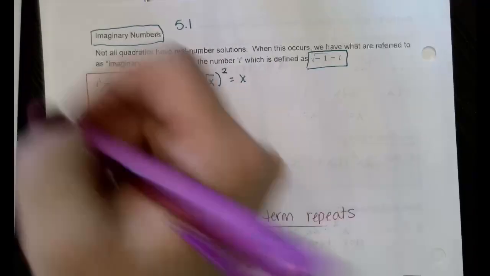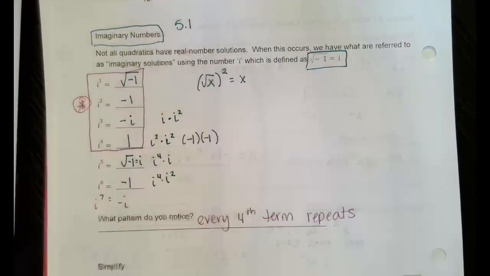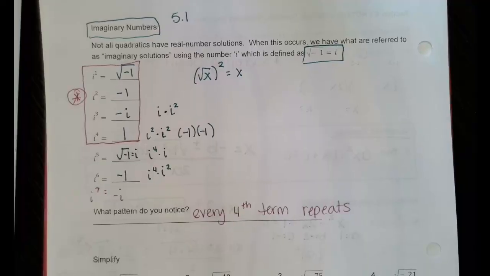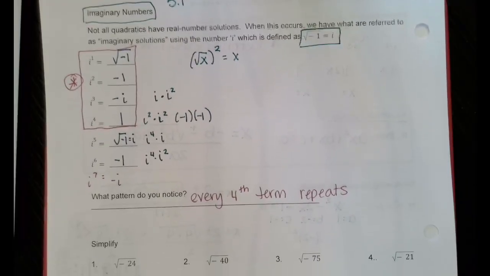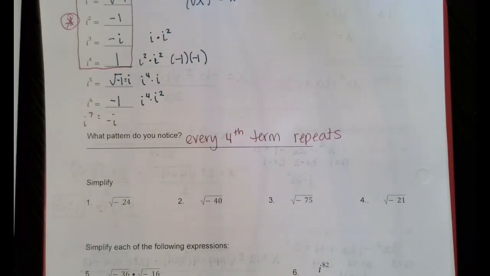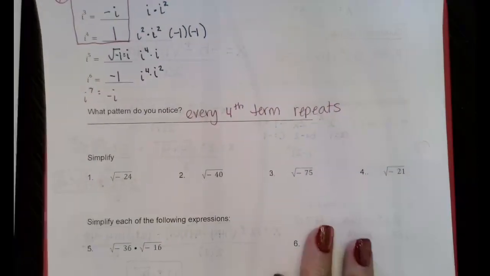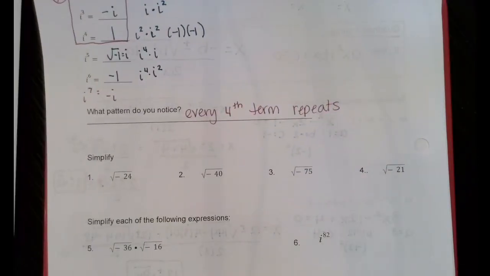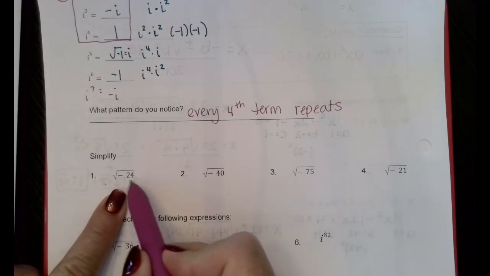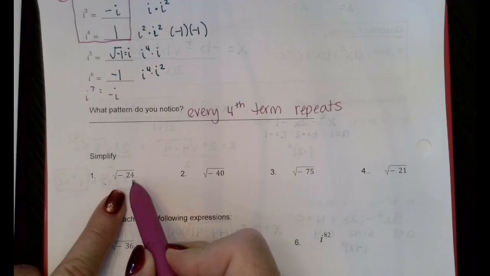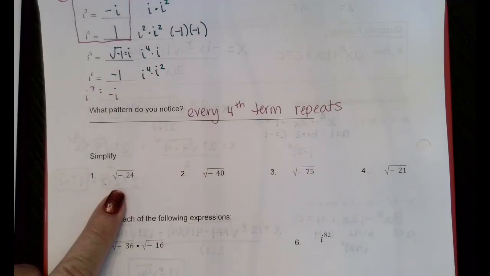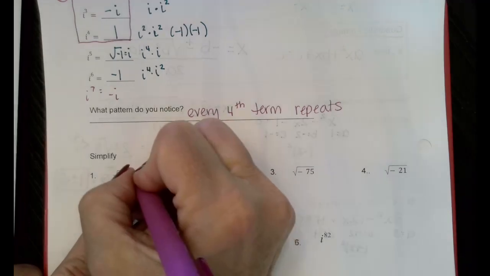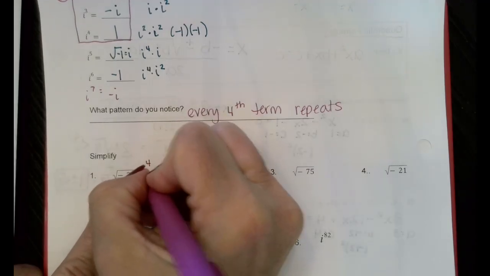So the most important one that you need to know here is i squared, because with i squared we're going to have to do something special. So just a little review on simplifying radicals. What we want to do when we simplify a radical is we want to find the greatest common factor that is a perfect square. So if I separate this out, what is the biggest perfect square that goes into that number? So for 24, it's going to be 4 times 6.